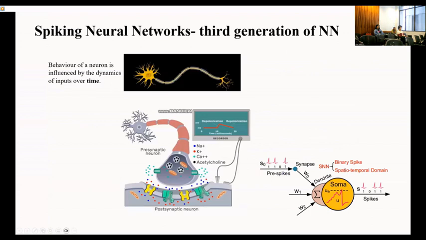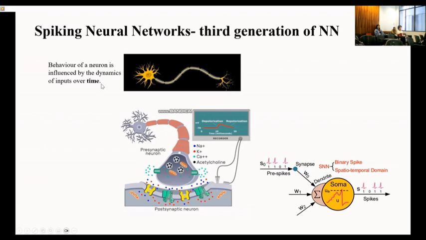One of the techniques that could address these features is the spiky neural network, which is the third generation of the neural network. And they are considered to be a suitable tool for the analysis of multimodal data, where both space and time components are crucial to be learned.